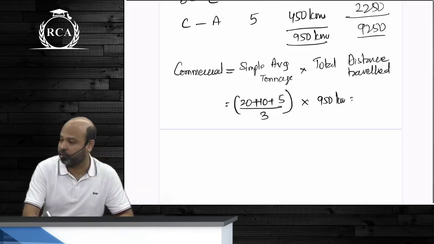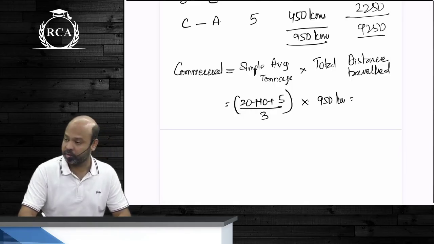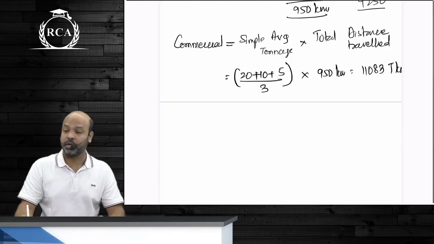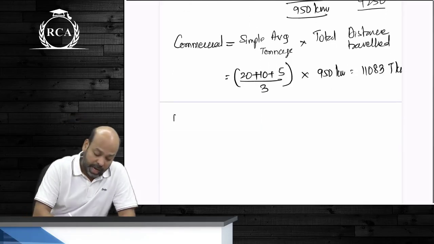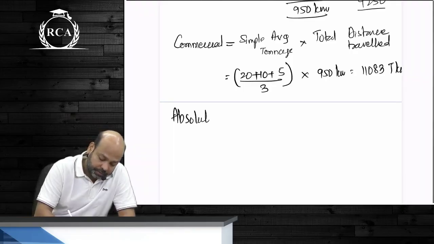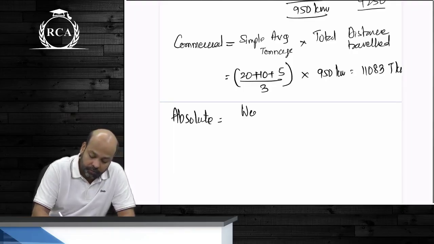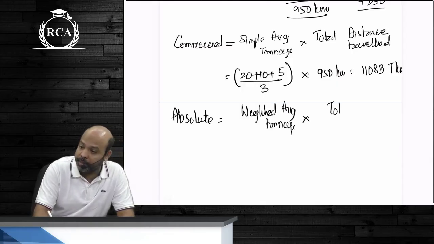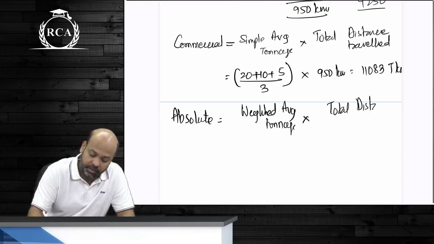Do you understand what I am saying? What is the answer? 11,000. This will be the total number of ton kilometers using the simple average. Absolute would be weighted average tonnage. There can be a question only on computing this, multiplied by total distance traveled.